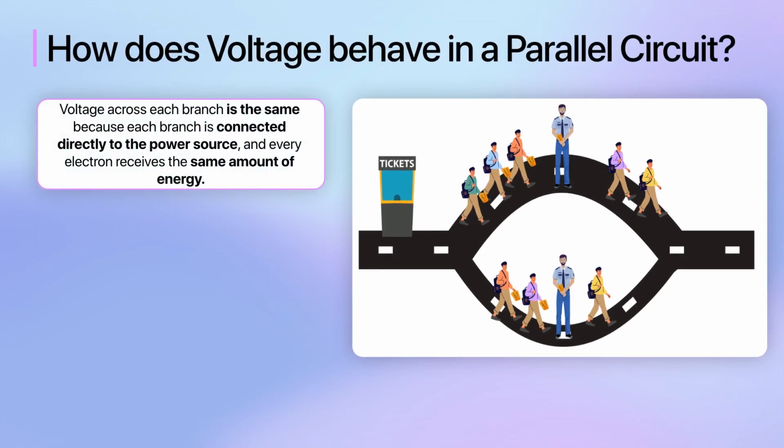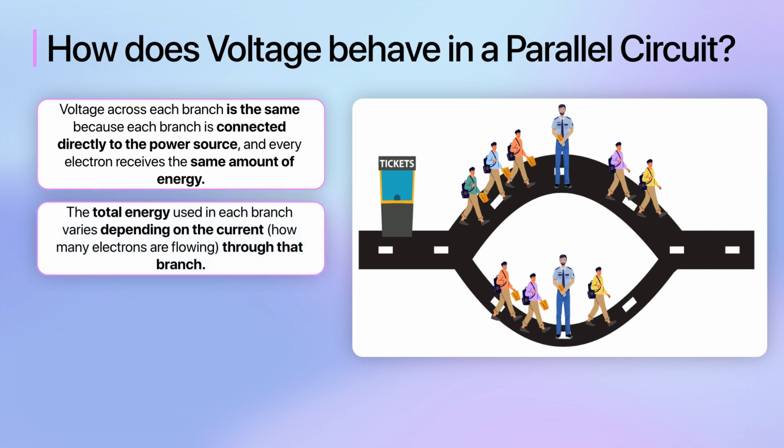So, in a parallel circuit, the voltage across each branch is the same because each branch is connected directly to the power source, and every electron receives the same amount of energy. This is equivalent to each person receiving the same number of tickets from the booth.